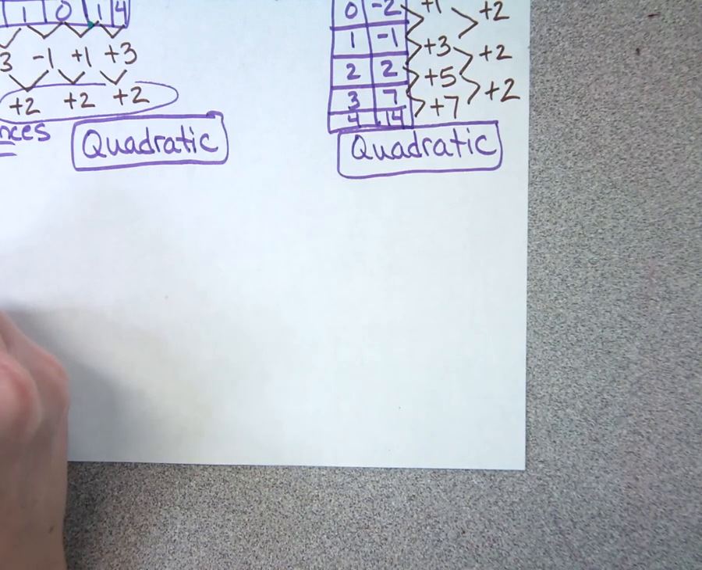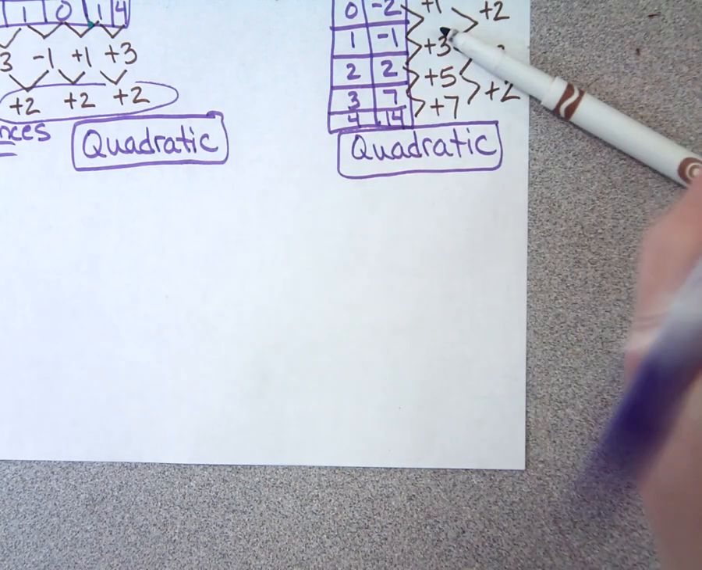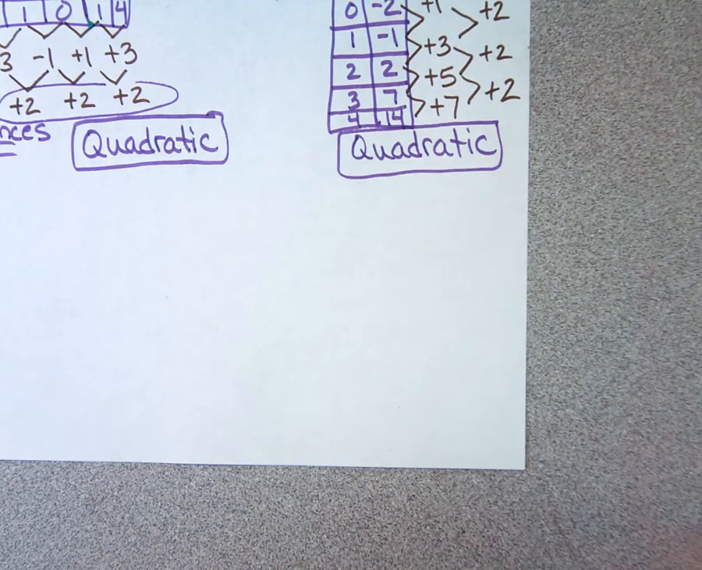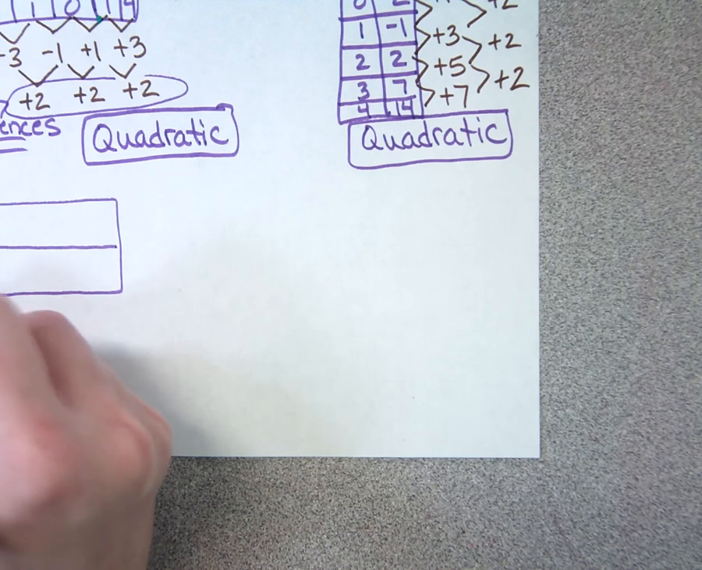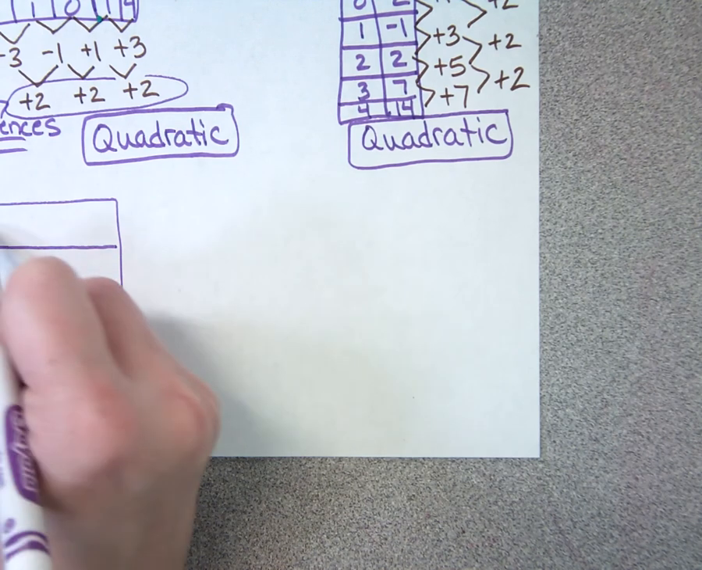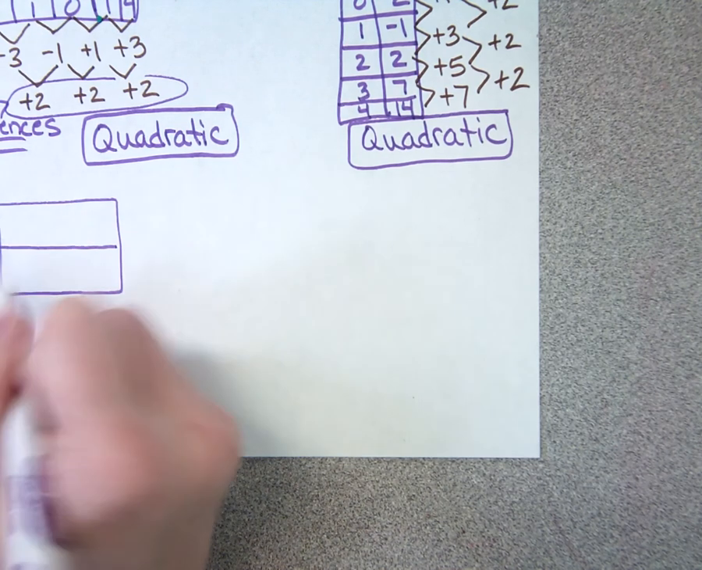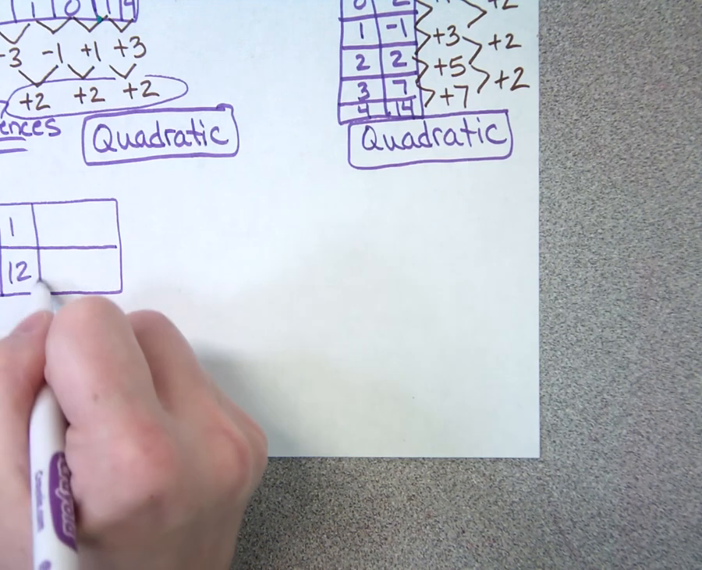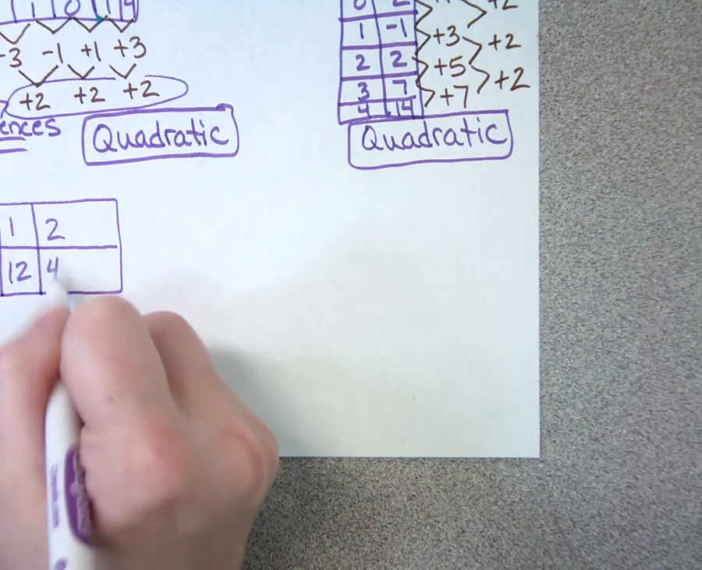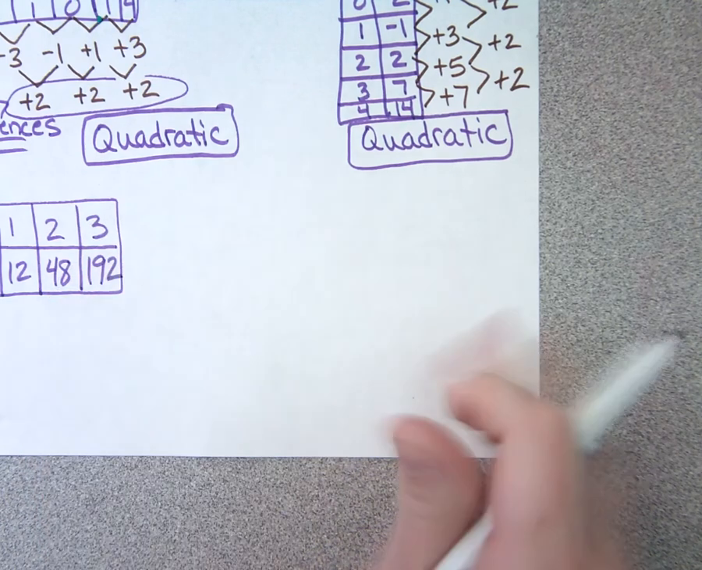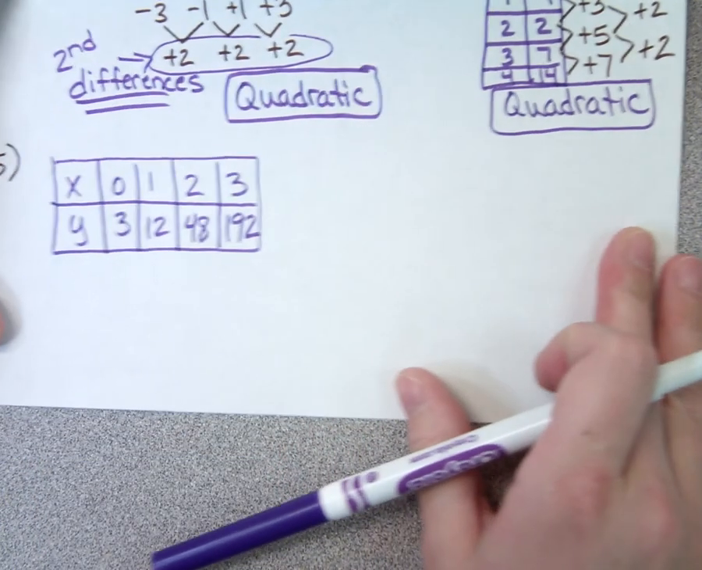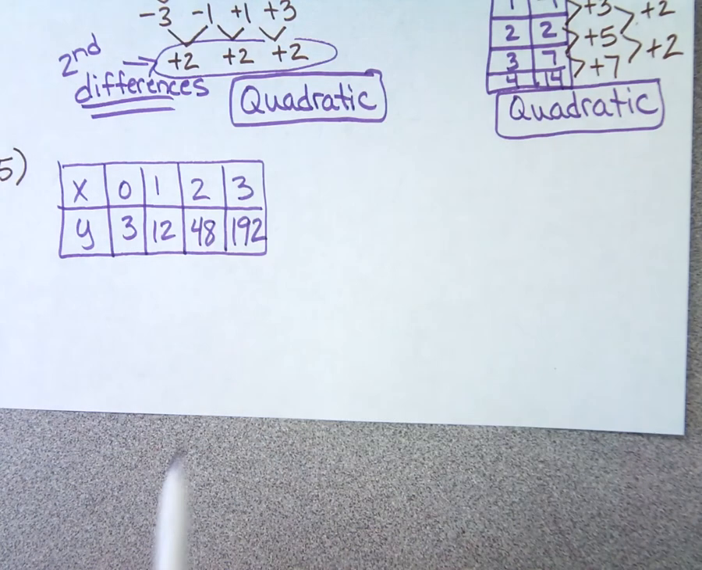When I look at number 5, let's make another chart. So let's start with x and y. Let's go 0, 3; 1, 12; 2, 48; and 3, 192. Ooh, got some big numbers here. All right, if you couldn't see all those.